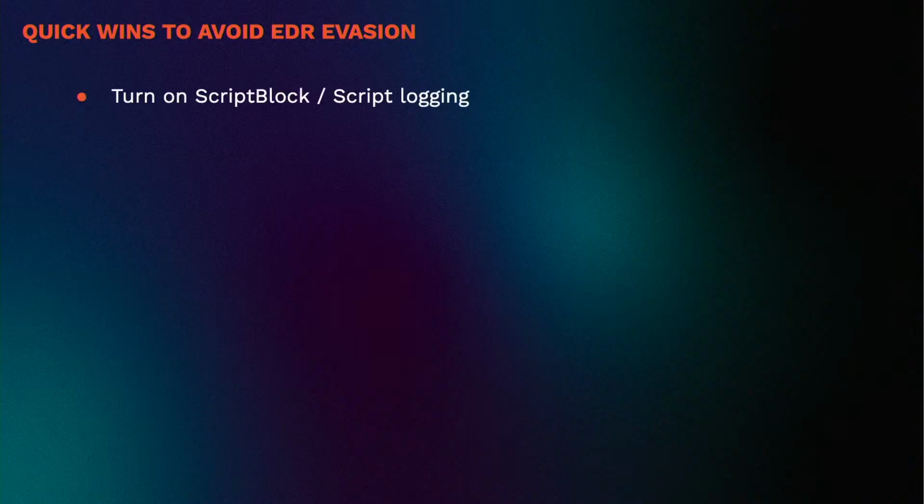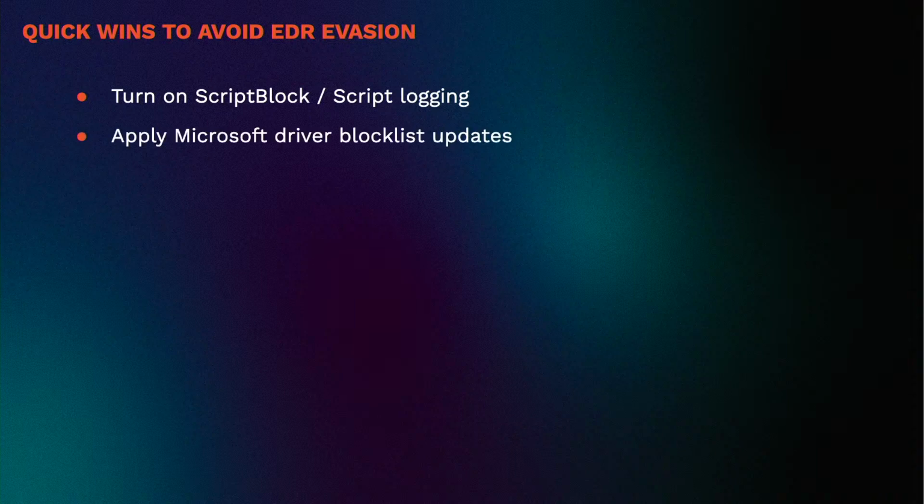So what can we do in terms of avoiding EDR evasion? The first one is turn on script block and script logging as well. I know this is painful in terms of logging what your scripts are doing, but we need to do it. Log whatever is happening with your PowerShell, your VBS scripts, your bash scripts. We need to have a bit of visibility into what the scripts are doing within our environments, because those are huge vectors that attackers are using.